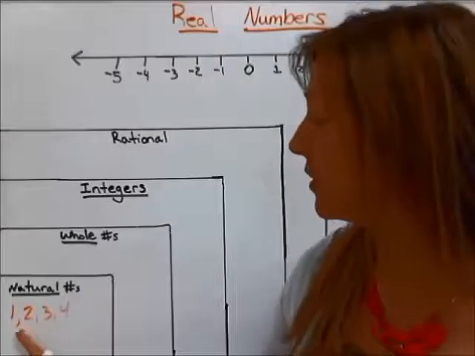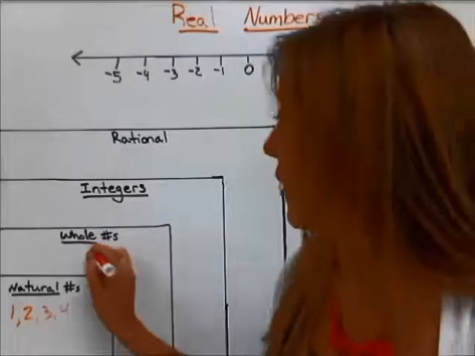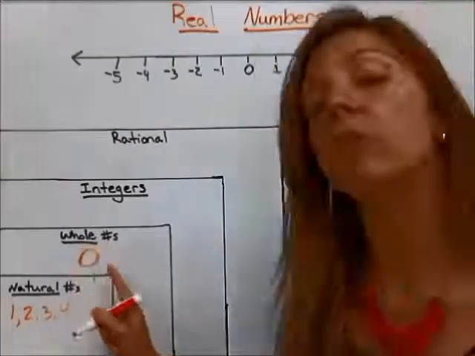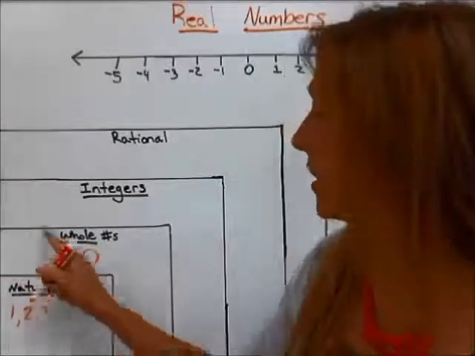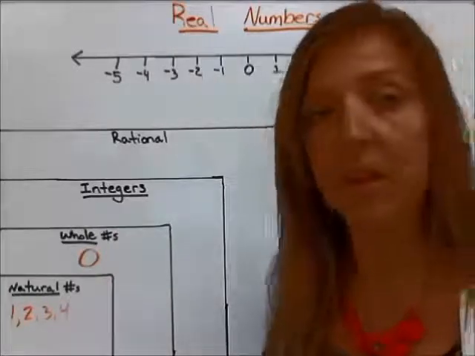Whole numbers are also the numbers 1, 2, 3, 4, and 0 is also included in whole numbers. So whole numbers is everything inside of this whole number box. 0 and all of your natural numbers.